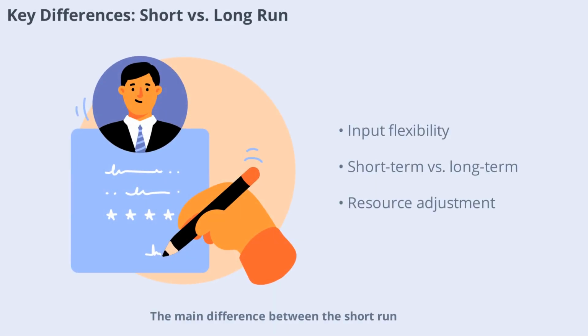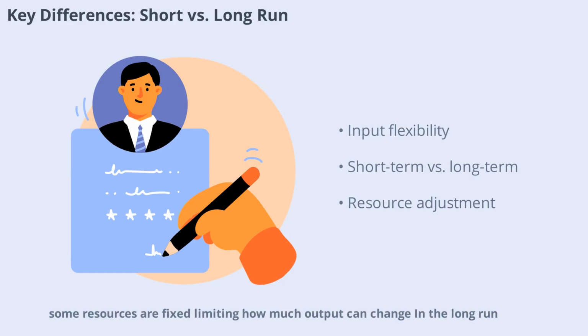The main difference between the short run and long run lies in input flexibility. In the short run, some resources are fixed, limiting how much output can change. In the long run, firms can adjust all resources, allowing for greater changes in production. This distinction helps businesses plan for immediate needs versus future growth, and it's a cornerstone of economic analysis.